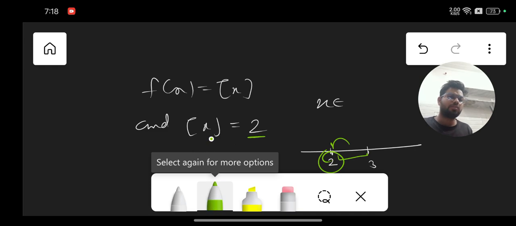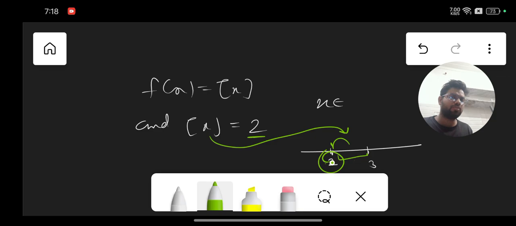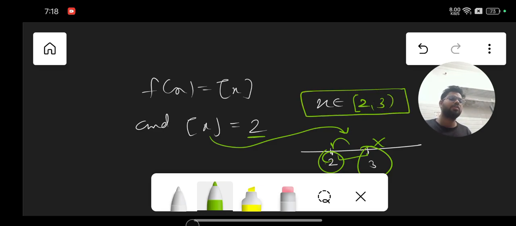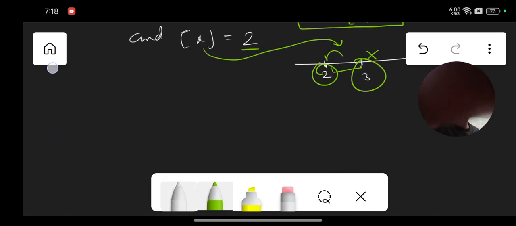So what are the possible values of x, beta? The possible values of x are present between 2 to 3. 2 can be included, but 3 will not be included. Got my point? So x belongs to 2 to 3, where 2 can be included but 3 will not be included. That is the values of x. Got my point? Suppose I take one more example for better explanation.